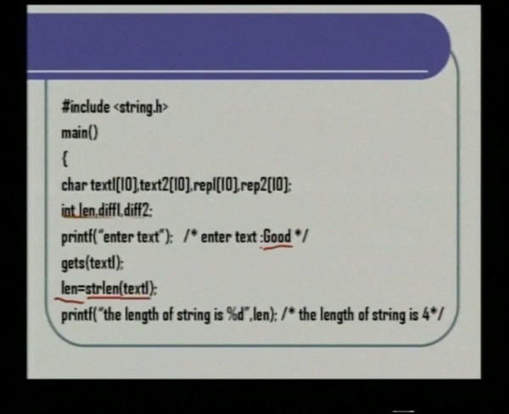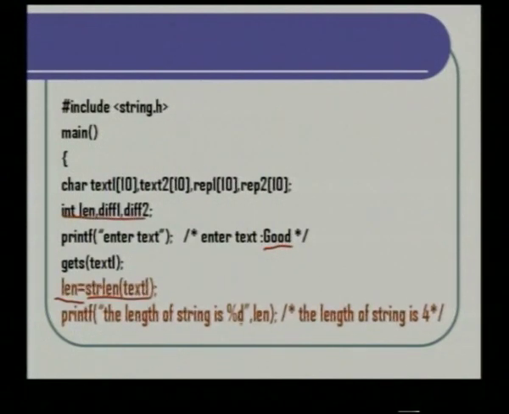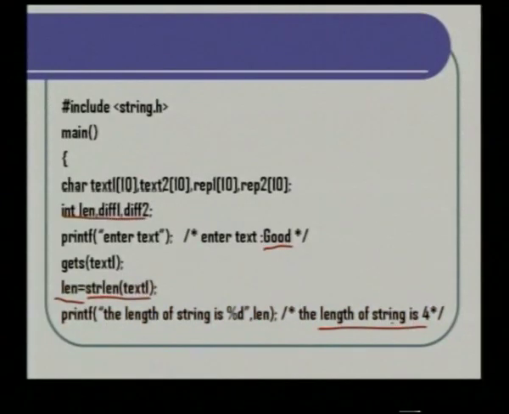So the length of this will be 4, that is entered into this len. So now len contains the value 4. Then I am printing the length of the string %d len. So this will be the output, length of the string is 4. This is one of the easiest operations done using the string functions.